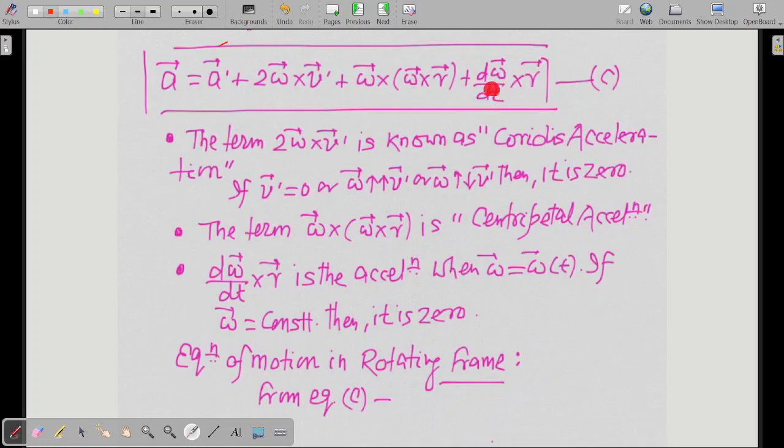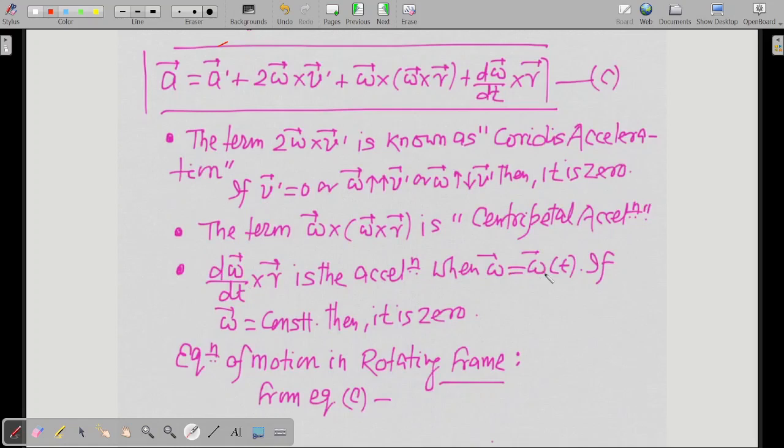Why? Because the omega vector will be constant in the case when your angular velocity is constant. Just like the earth, the angular velocity of the earth is constant, because the earth completes one rotation around itself in 24 hours. As the angular velocity of the earth is constant, this term will vanish in the case of the earth, because d omega by dt for the earth will be zero. So d omega by dt cross r is the acceleration that only exists when your angular velocity omega is a function of time, because only then will this term be non-zero.